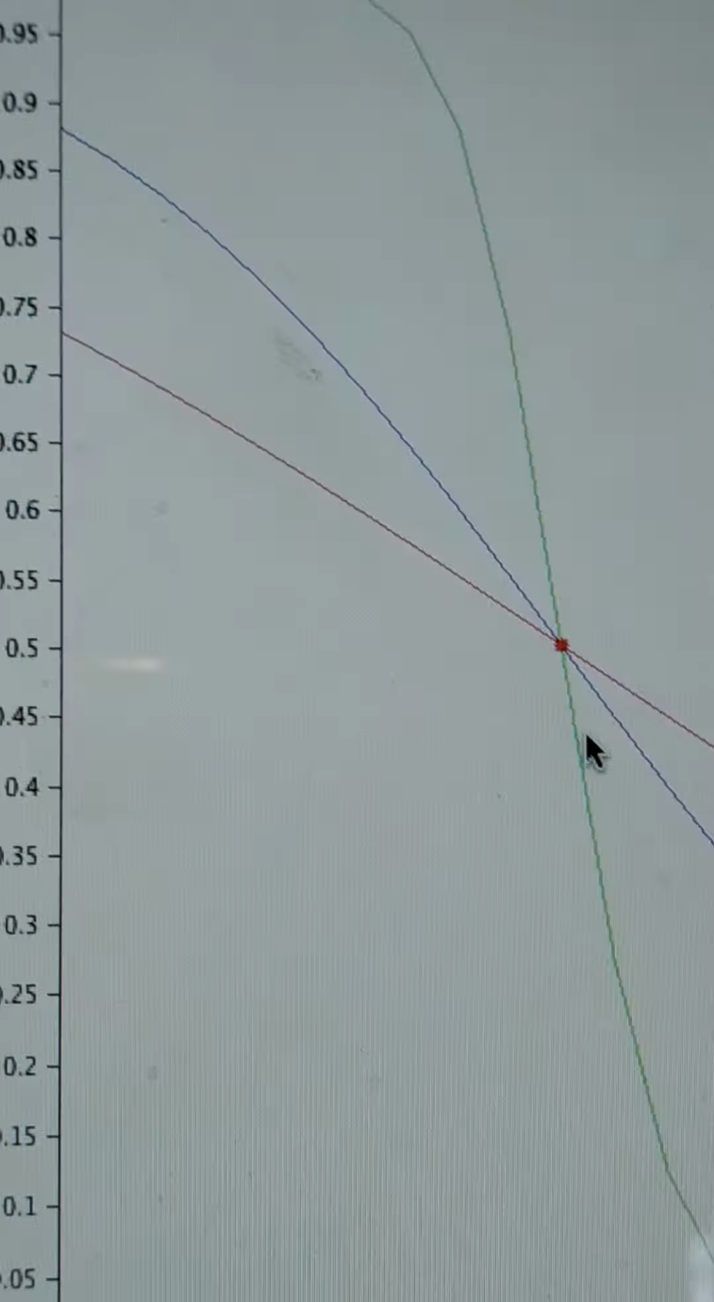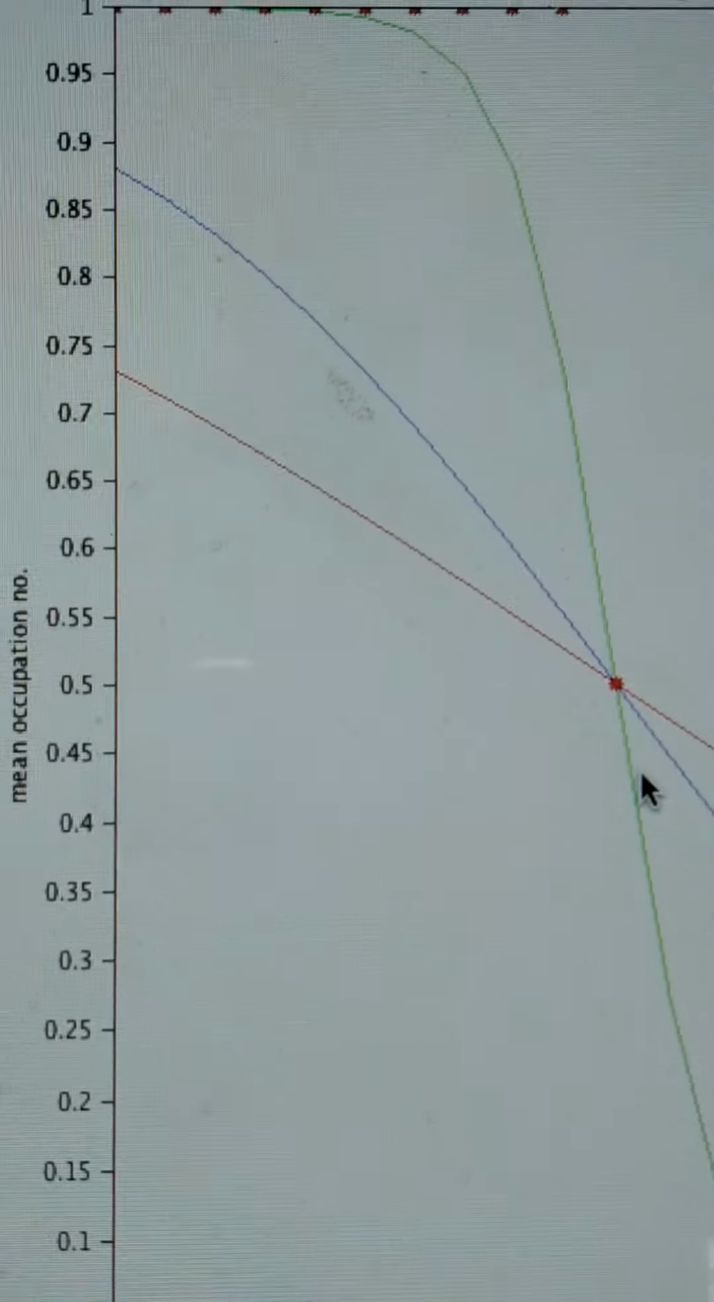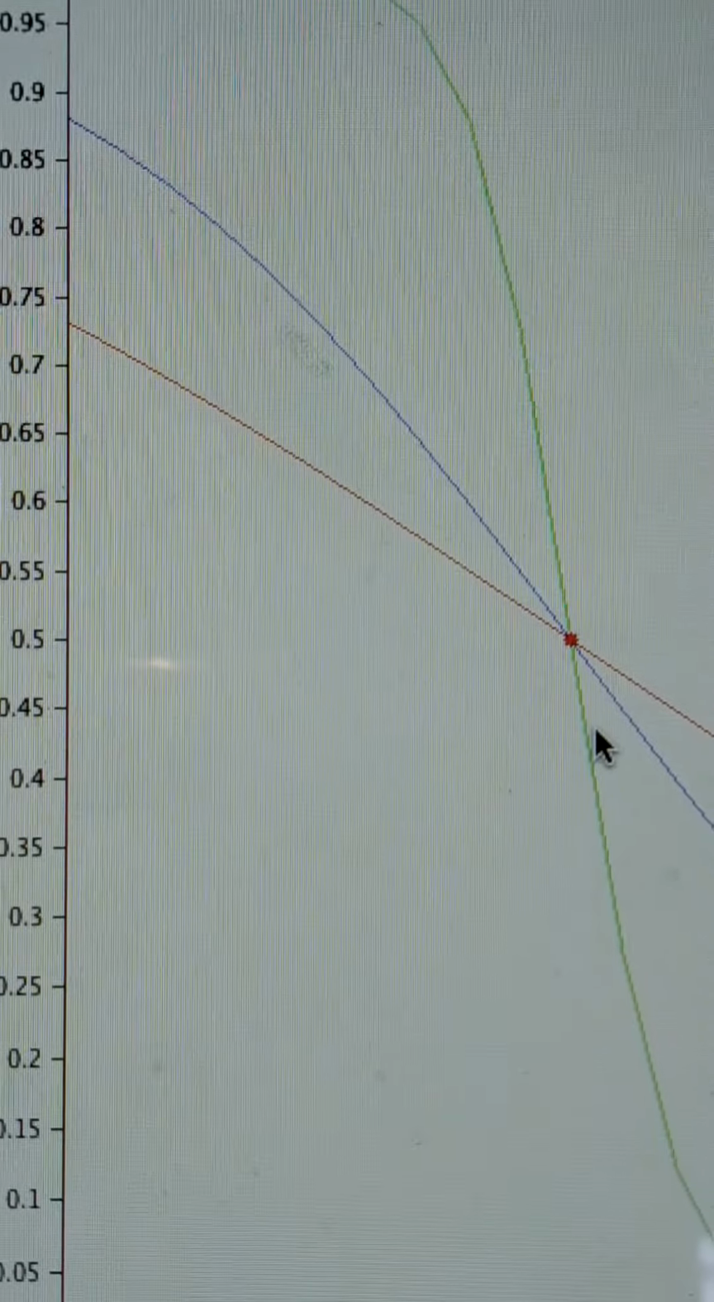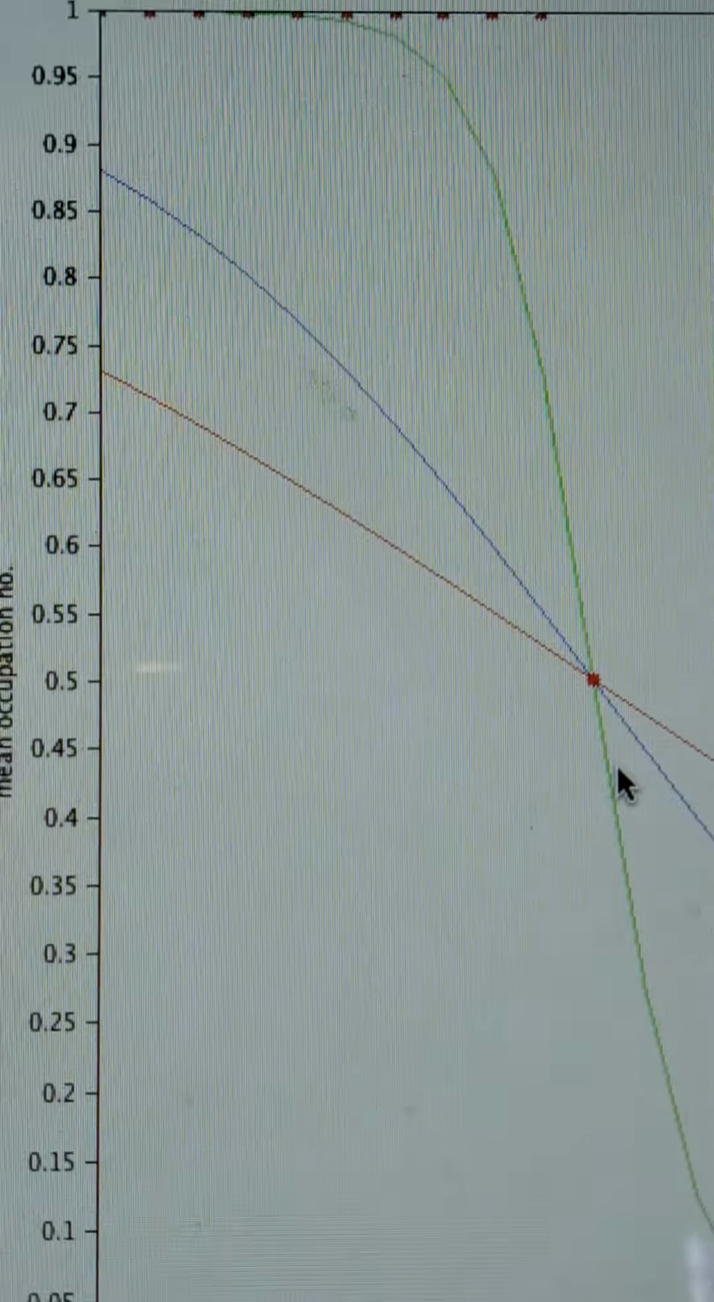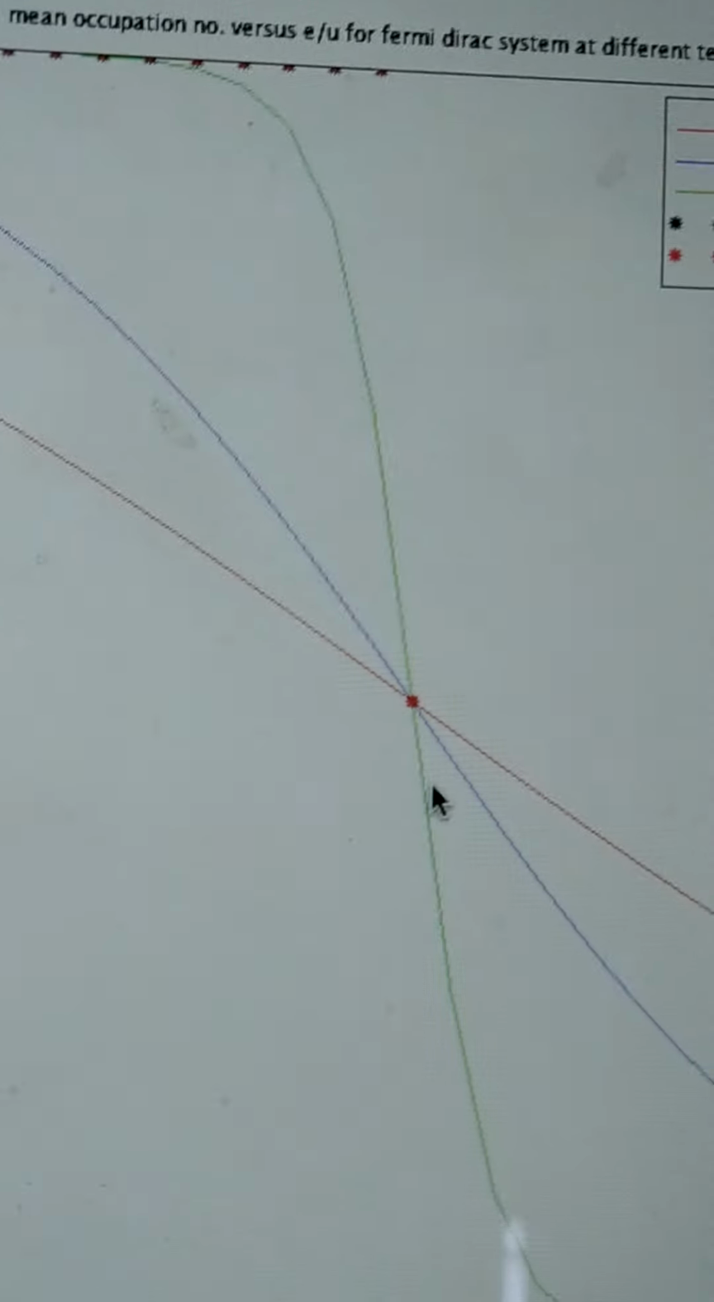So just try this out. If there are any problems, you can ask me on WhatsApp, and then we can go ahead further. Once you have understood this, plotting similar for Bose-Einstein statistics will be just child's play.